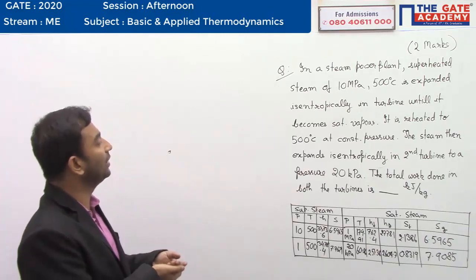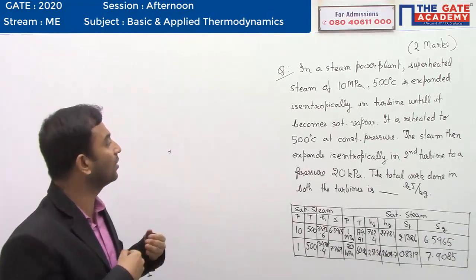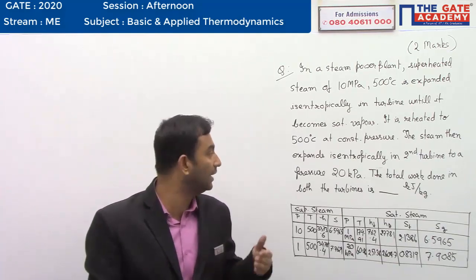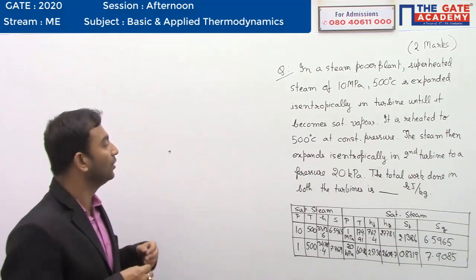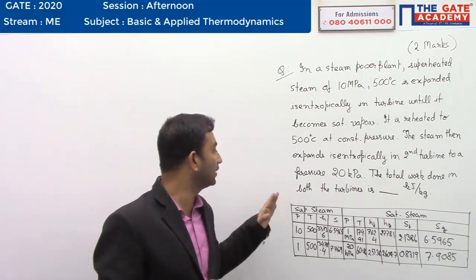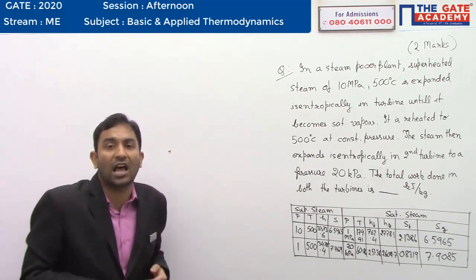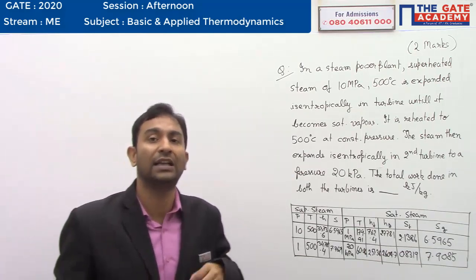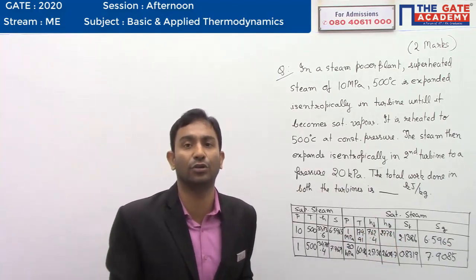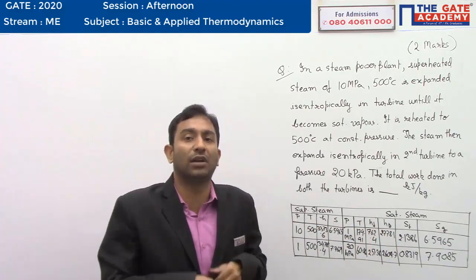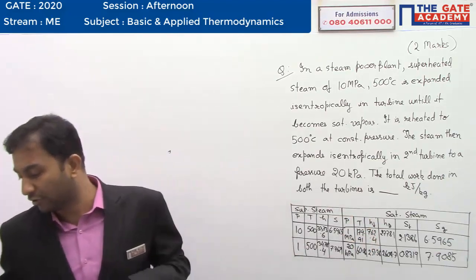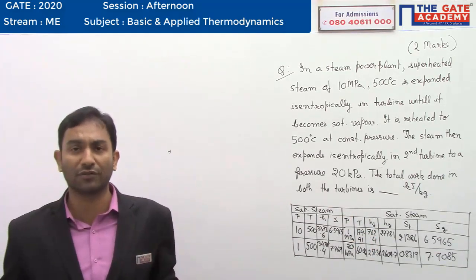It is reheated to 500 degrees centigrade at constant pressure. The steam then expands isentropically in the second turbine to a pressure of 20 kilopascal. Very good. The total work done in both the turbines. Okay, they are asking you to find out the total work done in both the turbines. Certain properties of your steam are given to you in a table. So of course, we'll be using this table to solve this problem. So let us see how to solve this problem.